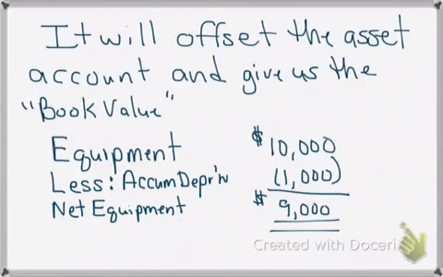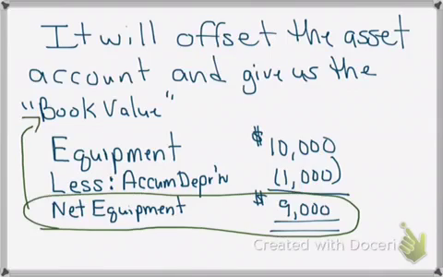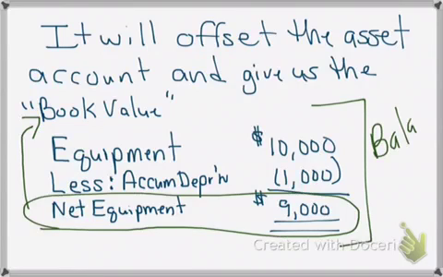Now, book value is the difference between what it cost us and any depreciation that has been taken on it. So if we purchase the equipment for $10,000, we have $1,000 worth of depreciation. We have equipment of $10,000 less accumulated depreciation of $1,000. That is going to give us net equipment of about $9,000. So this net equipment value of $9,000 is actually what we would call the book value for this piece of equipment. This is what your balance sheet should look like.